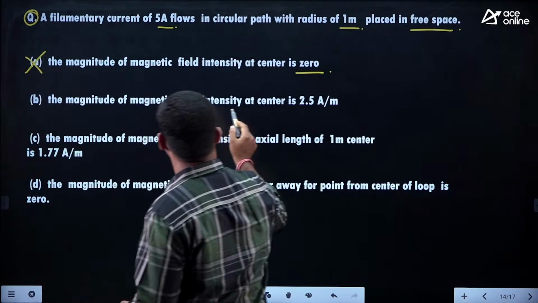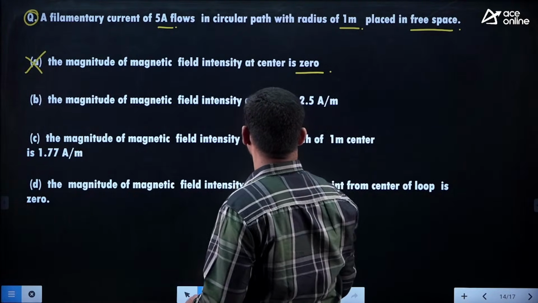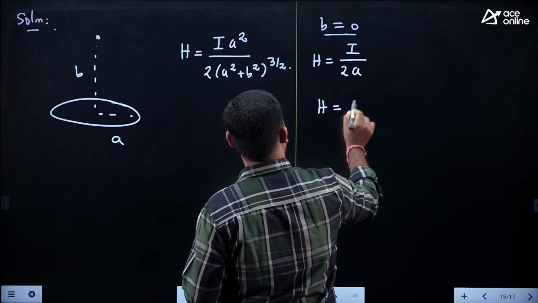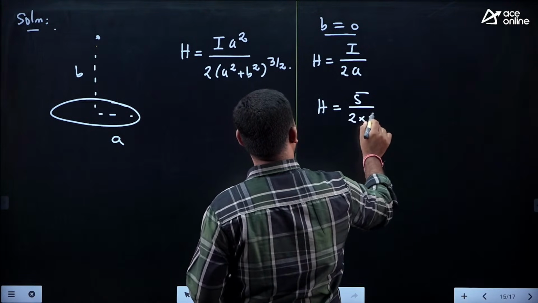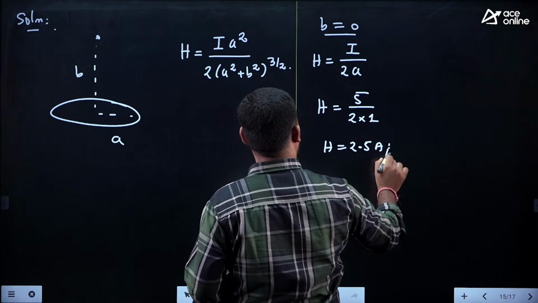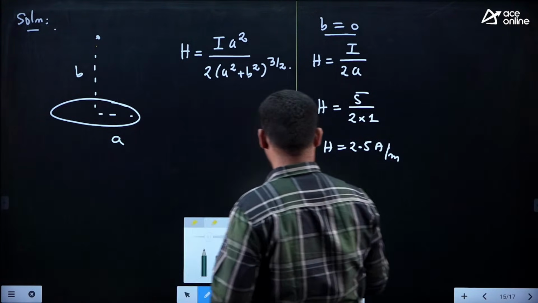The magnitude of magnetic field intensity at the center is 2.5. Let us check. Is that true? So 5 amperes is flowing, divided by 2, the radius is 1. It is 2.5 ampere per meter. So this is correct.